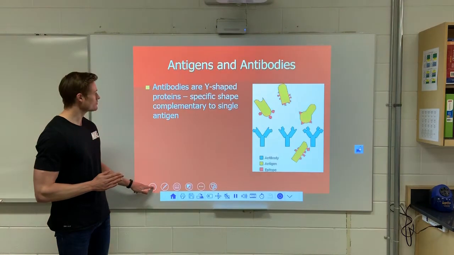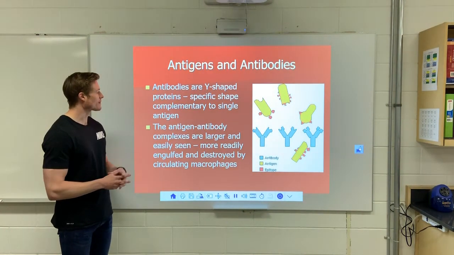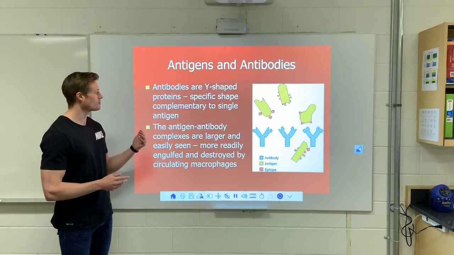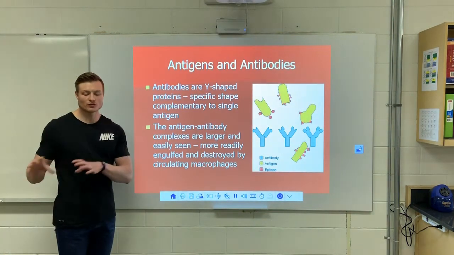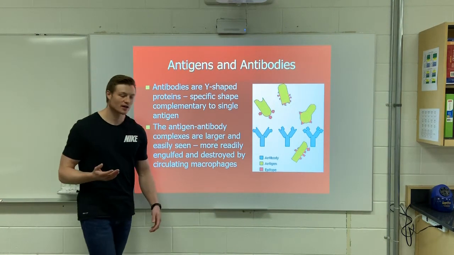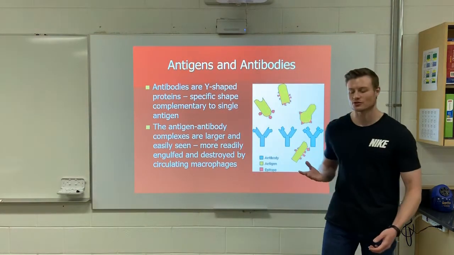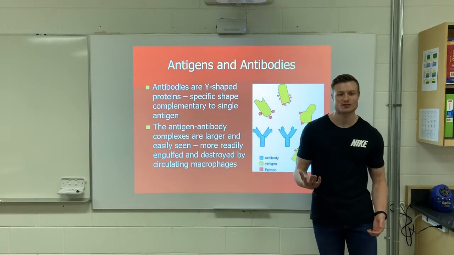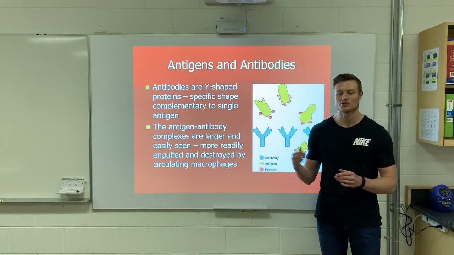Antibodies are generally Y-shaped proteins that have a specific shape that are complementary to a single antigen. So they're only going to work against a very specific antigen. This is why flus and certain viruses in general are difficult to deal with, because they mutate all the time and change the shape of their antigen, so our antibodies don't work anymore.